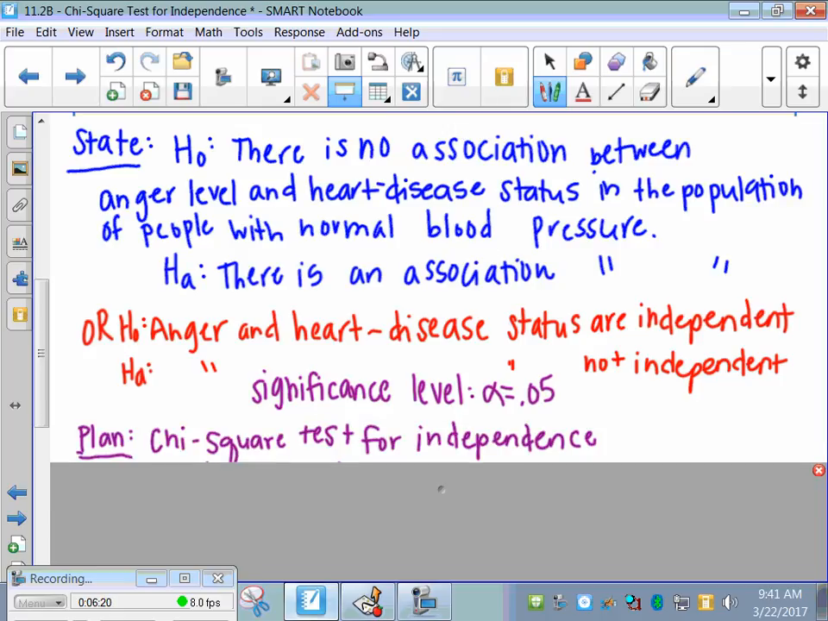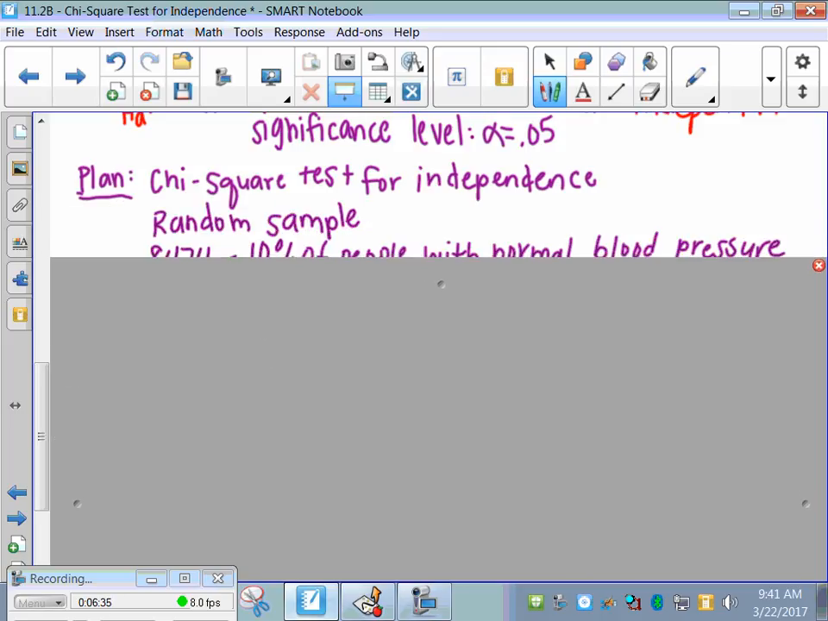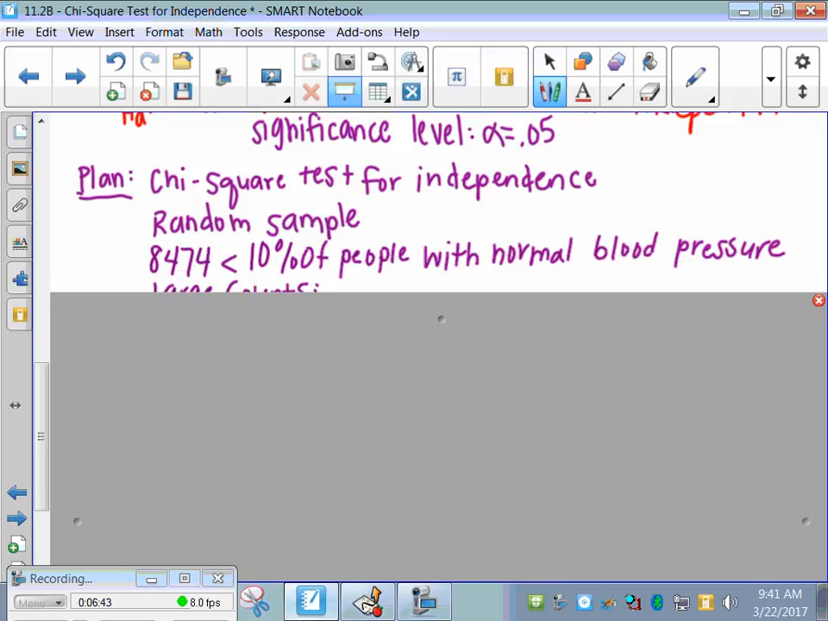All right, and then of course the chi-square test for independence. This is the only thing that's really different from yesterday, is just stating the name of the test. Again, it's because we took one sample. All right, do we have a random sample? By the way, do we need random independent samples? No, it's only one sample, so you just have to say a random sample. And then we've got our 8,474 people is less than 10% of people with normal blood pressure. Okay, so your 10% condition.